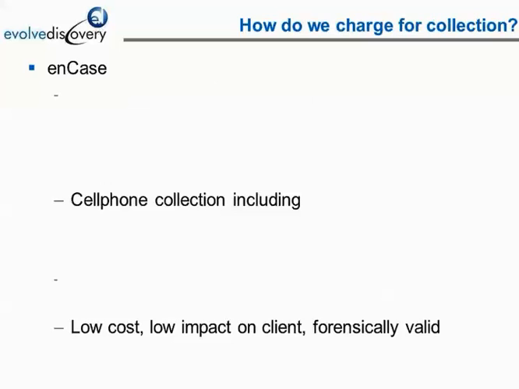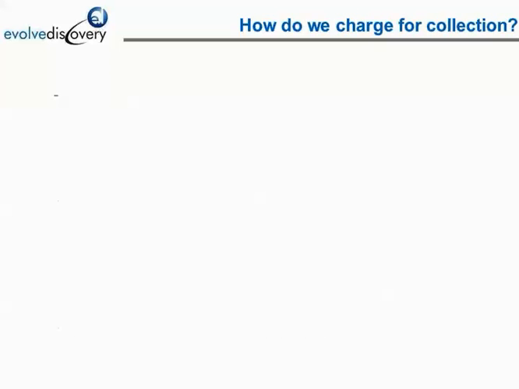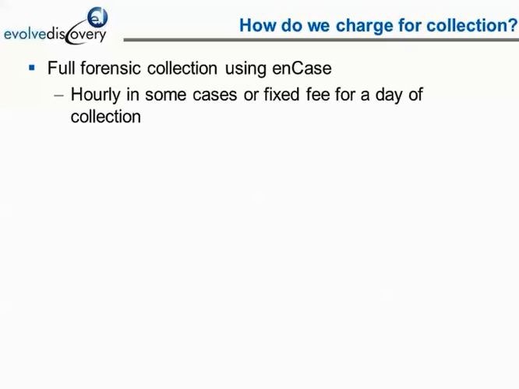All right, so finally, since we are all salespeople here, I wanted to talk a little bit about how we charge for this stuff. How do we charge for collection? Well, we have a couple ways that we can do this for full forensic collection using EnCase. It might be hourly in some cases, or we may have a fixed fee for a day of collection. So maybe we're going to show up and collect for 5 custodians, and we might say, well, we'll charge you $2,000, and we'll just collect them all for you, which is kind of a bargain for the client. And that would be regardless of how long it takes us, but we're basically just going to say we're going to show up for one day, we're going to collect all your data, and it's going to cost you this much. Now, that's nice because everybody likes to know what it's going to cost.